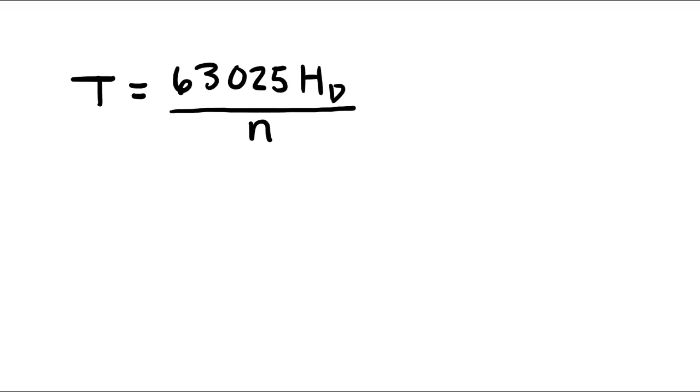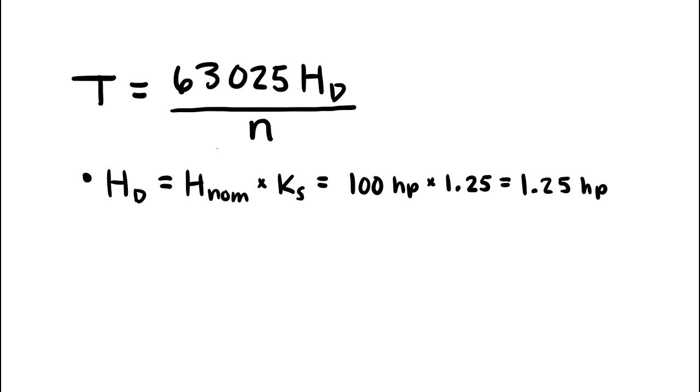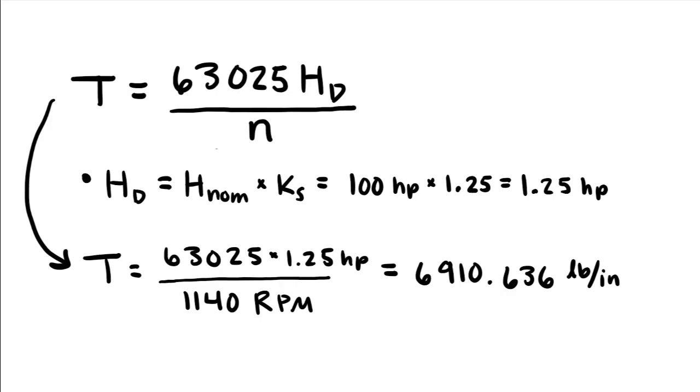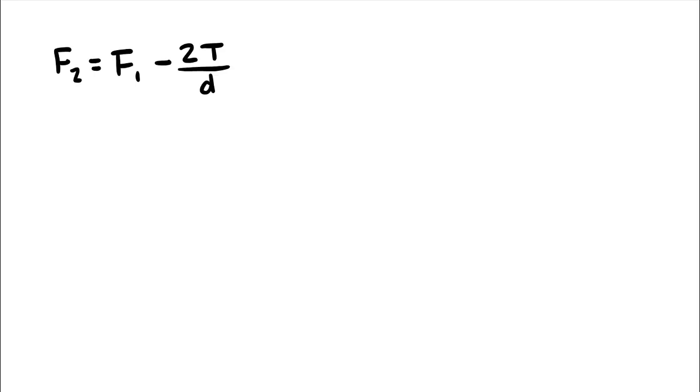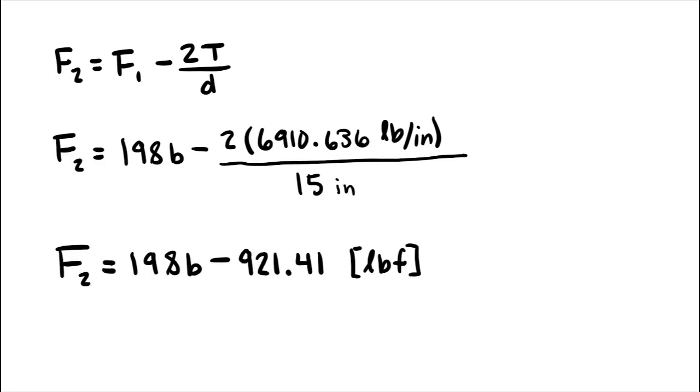Before we can solve for the slack side tension, F2, we first need to calculate the torque, T, delivered by the motor. Torque is based on the adjusted horsepower, which we find by multiplying the nominal horsepower of 100 by the service factor of 1.25. Substituting into the torque formula and solving, we find T equals approximately 6,910.64 inch-pounds. Now that we have the torque, we can solve for the slack side tension, F2. F2 is found by taking the tight side tension, F1, and subtracting 2 times the torque divided by the pulley diameter. Simplifying, we find that F2 is equal to 198B minus 921.42.